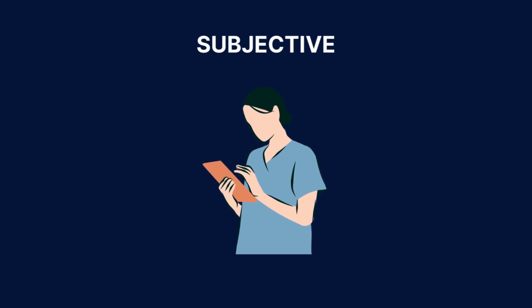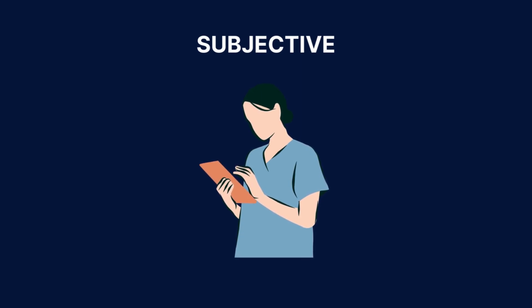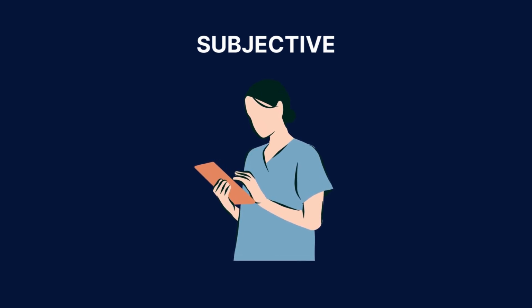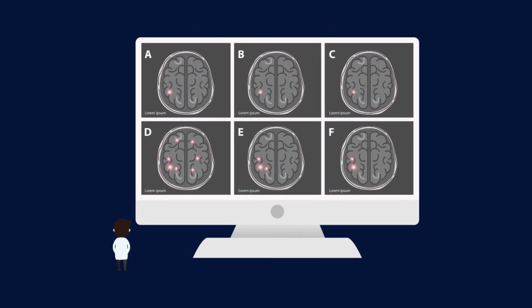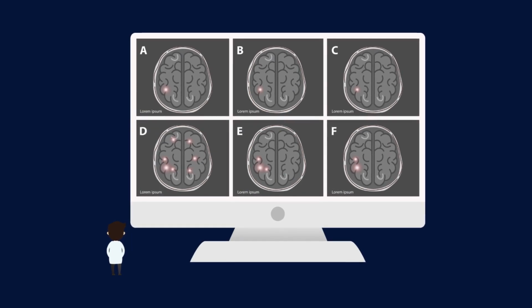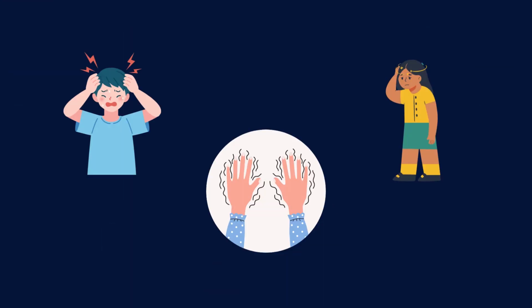For the subjective part of the nurse neurological assessment, nurses will focus on gathering information based on the patient's perspective regarding their current neurological status. They will ask a patient questions about any possible symptoms of neurological problems that they might be experiencing, like headaches, feelings of numbness, tremors, loss of balance, and feelings of weakness.